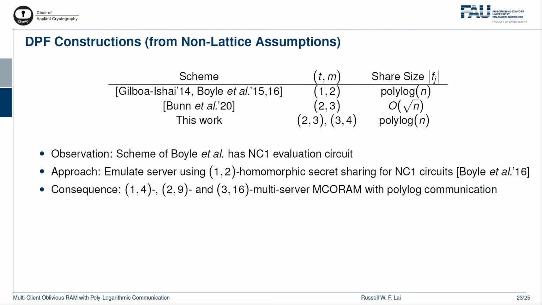Very briefly, our constructions are based on the observation that the evaluation algorithm of the first scheme can be computed by an NC1 circuit. Therefore, by emulating each server using a homomorphic secret sharing scheme for NC1 circuits, we obtain the results. For the purpose of constructing MCORAM, what it means is that we now have a 1.4, a 2.9, and a 3.16 multi-server MCORAM with polylogarithmic communication.